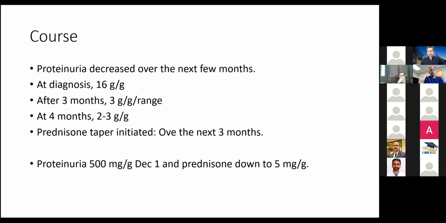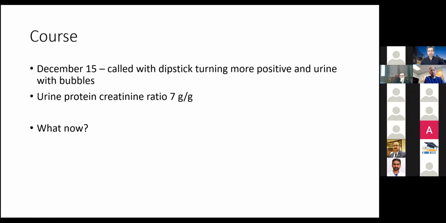So 2 weeks later, she calls and says, well, all of my minimal change disease patients have dipsticks, urine dipsticks. So she said it's turning more positive and my urine has bubbles now. We checked the urine protein creatinine ratio at 7 grams per gram. And so this is very classic of this disease, right? It's an acute diffuse podocytopathy.